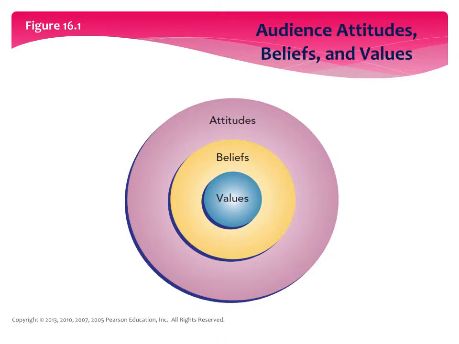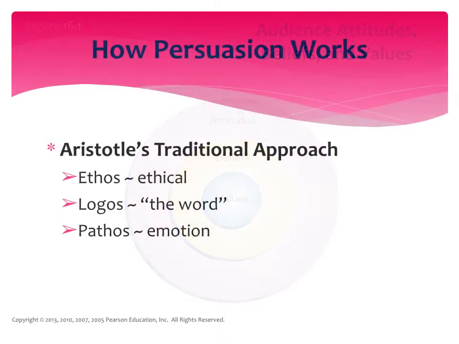When you look at this diagram, figure 16.1 found in your text, you see that attitudes are on the outside edge. They're much easier to change. Our beliefs are a little bit more difficult, and our values are the hardest of all to change. So, how does persuasion work, and what will you be doing in your speeches to persuade?